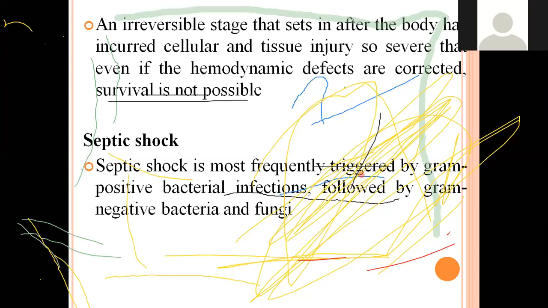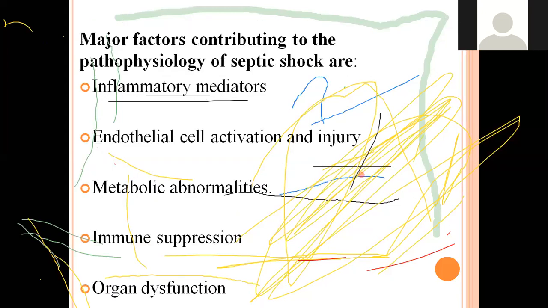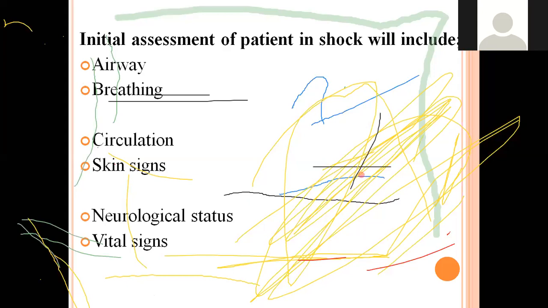I want to look at major factors contributing to the pathophysiology of septic shock. One is the inflammatory mediators. The second one is the endothelial cell activation and injury. The third one is metabolic abnormalities, immune suppression, and organ dysfunction. Those are the major factors, because there will be inflammatory mediators, as we have discussed earlier on, that will be released. Then the endothelial cell activation and injury, metabolic abnormalities like respiratory alkalosis, metabolic acidosis, then immune suppression, and the last one is organ dysfunction, because most times it's usually generalized.